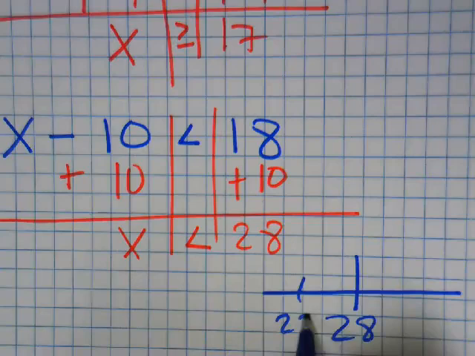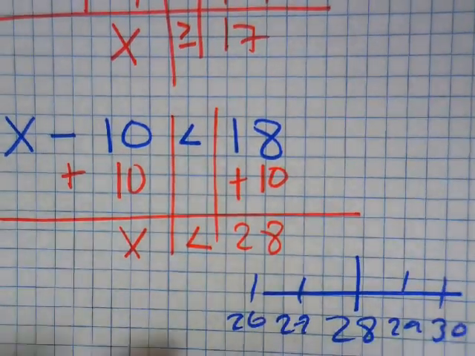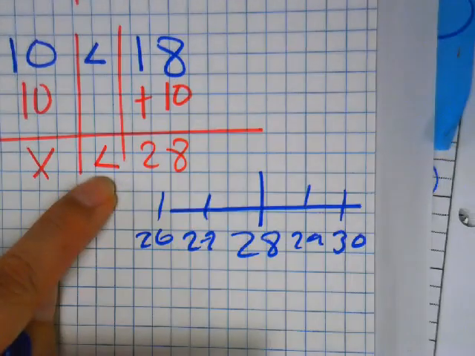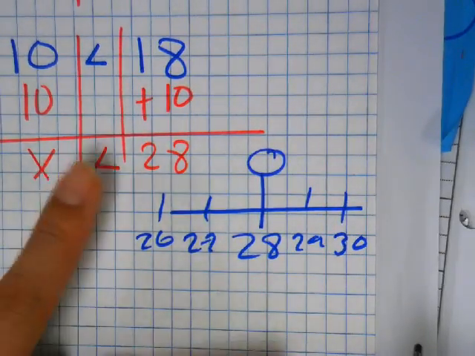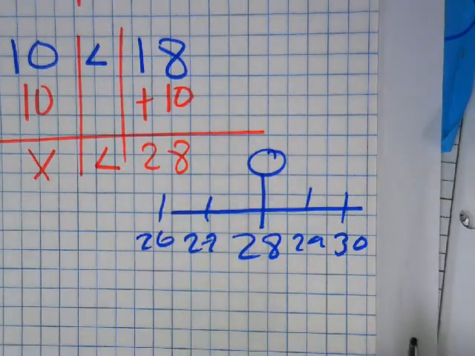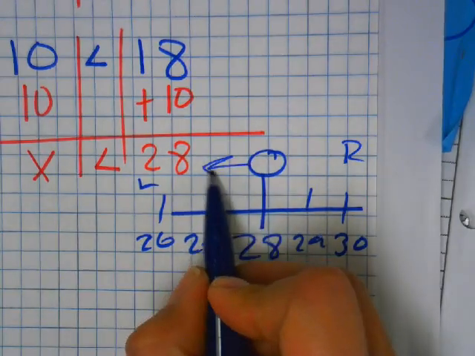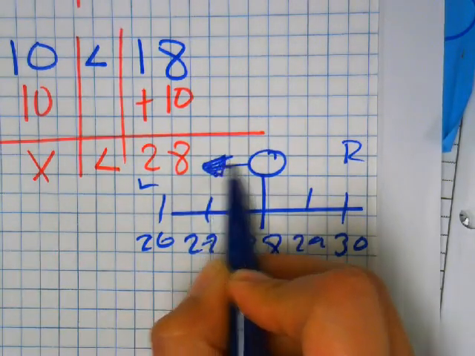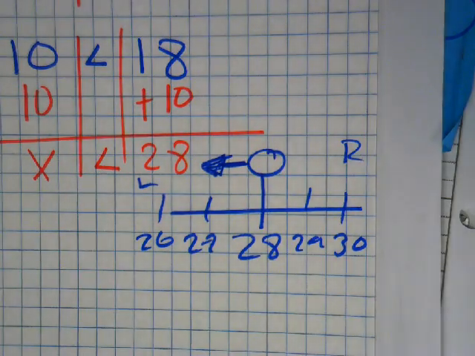Now, if I wanted you to graph, what number goes in the middle? 28. Is this going to be an open circle or a closed circle? Open. And it says which numbers are less than 28? On the left side or the right side? Left. And that's if we're going to do that. Okay? Any questions? Should have been easy.